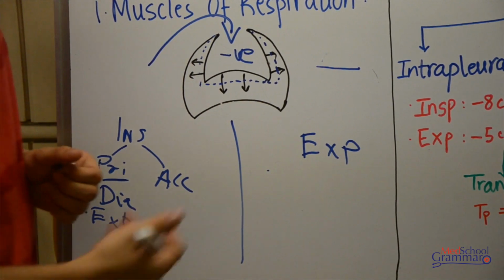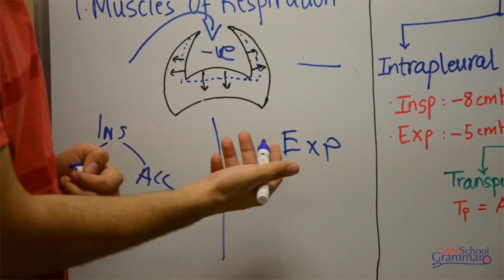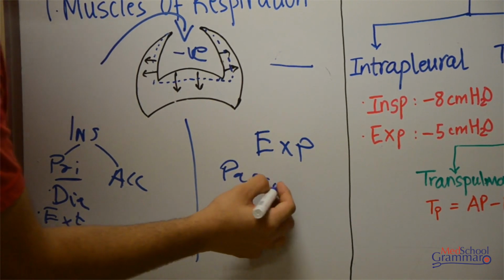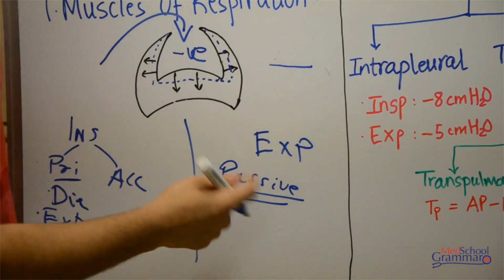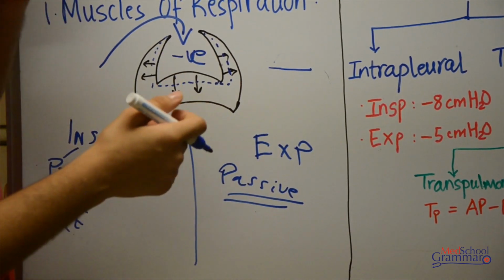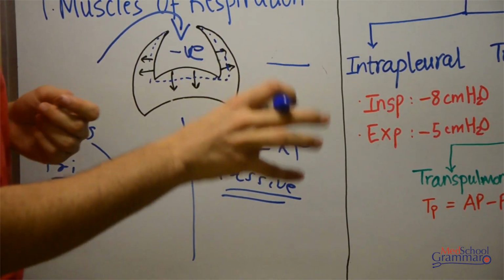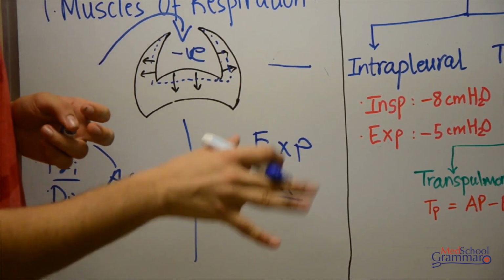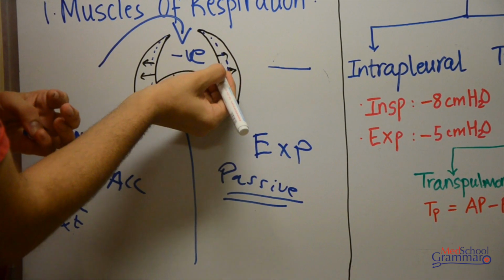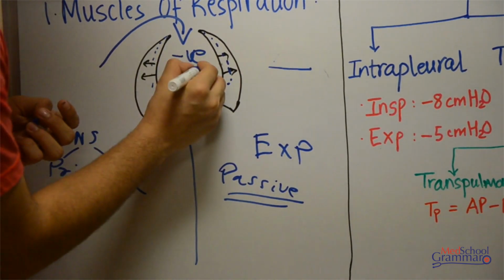Okay, so now coming to expiration. As you recall, I initially said expiration is a passive process. That means there is no active use of muscles to expire. What happens is, once the muscles have contracted, the muscles relax. The relaxation of these muscles leads to an increase in the intrapleural pressure. That is, it becomes less negative.